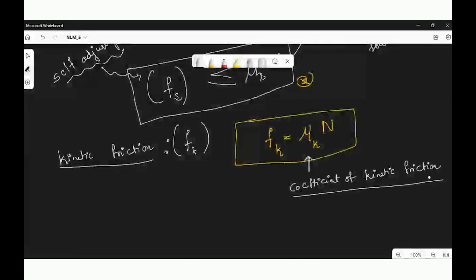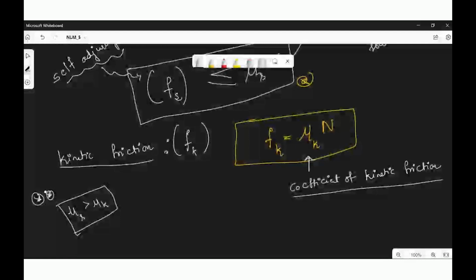Coefficient of kinetic friction. And there is one important thing: always our static friction is greater than our kinetic friction, or you can say always mu s is found to be greater than mu k. This is a slightly confusing fact, but it is true. But kinetic friction is between moving surfaces.